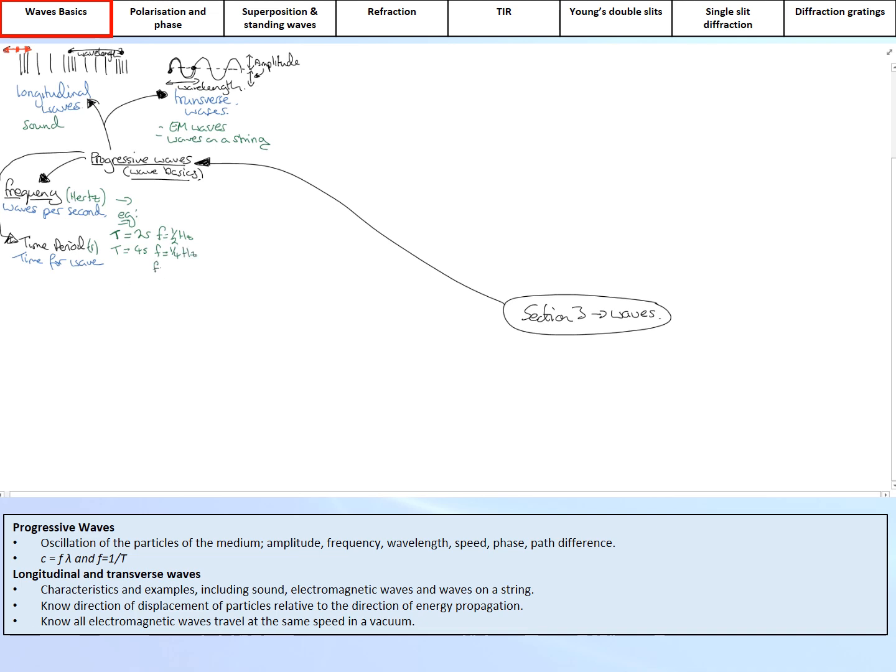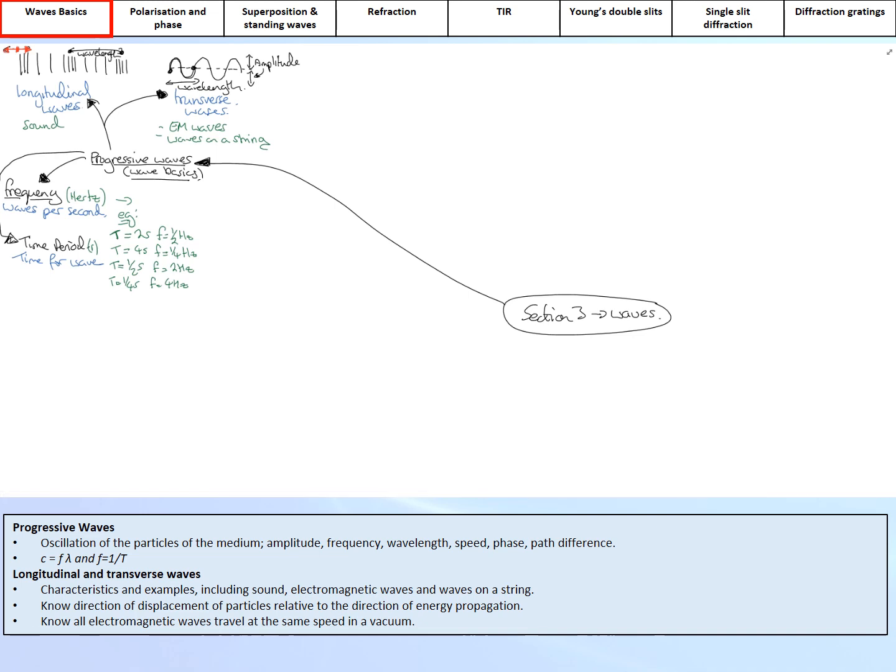Supposing instead the frequency was 2 hertz, we have 2 waves every second. What's going to be the time for one wave? Well, if we get 2 waves in a second, the time for one must be half of that, which is half a second. And if we have 4 waves in 1 second, then each wave must take a quarter of a second.